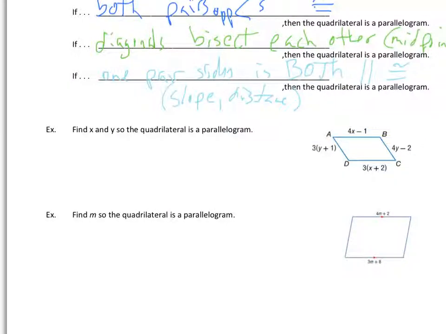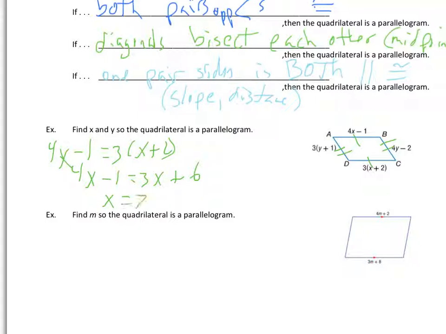So let's look at this first one. What would x have to be and y have to be in order to make this a parallelogram? Well, first, opposite sides would have to be congruent. So what we're going to do is take 4x minus 1 and set it equal to 3 times x plus 2. We're going to distribute, 4x minus 1 equals 3x plus 6. Subtract 3x, add 1, x equals 7.